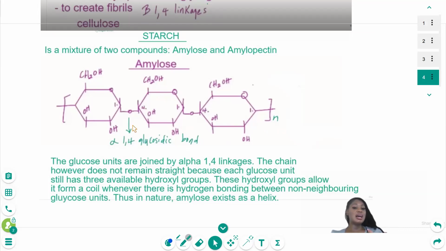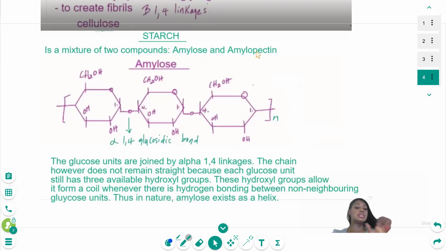Because the glucose molecules have a lot of OH groups. And these OH groups that you see here are going to cause the chain to coil up, where they form hydrogen bonds with other glucose units, which are not their neighbors. And so this molecule, amylose, in nature is going to exist as a helix, all right?